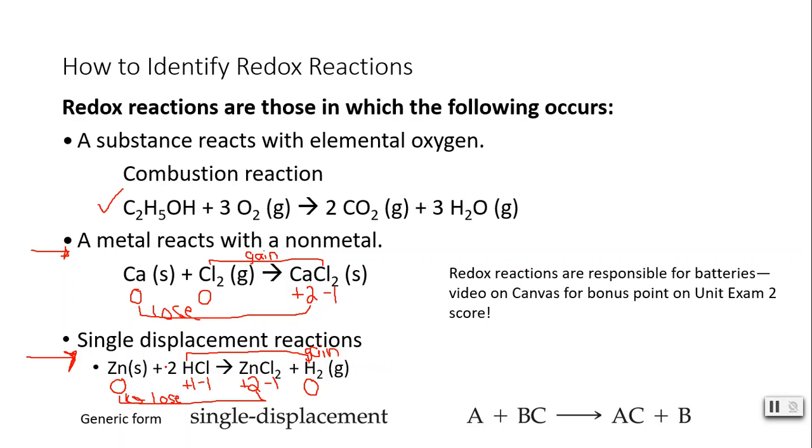Two more points to make. What happened to the Cl, to the chlorine in this reaction? Did it get oxidized or reduced? Well, Cl started as a -1 on my reactant side, and stayed a -1 on my product side. So the Cl atom wasn't oxidized or reduced at all. Everything was all just about the zinc and the hydrogen.